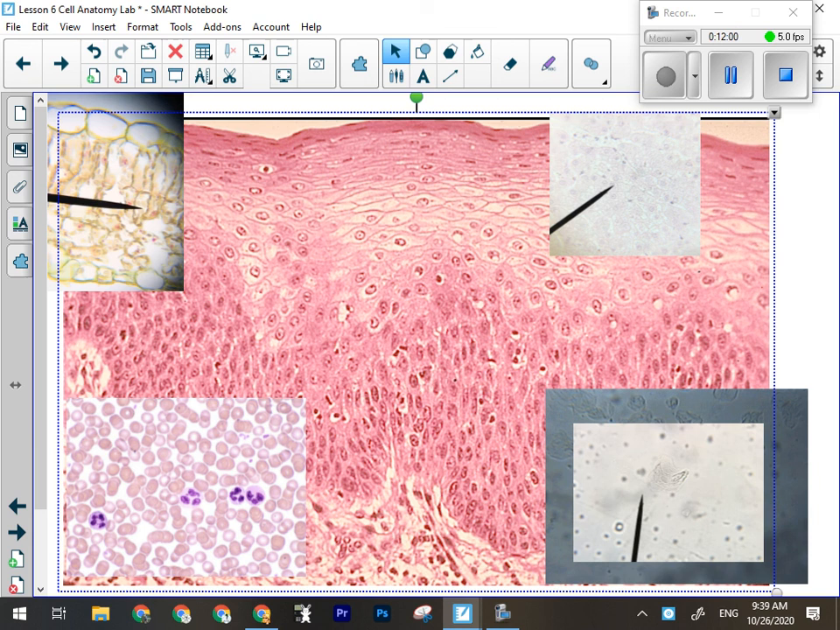Okay, I can see a cell membrane. If I can see the nucleus, I can see the nuclear membrane because I can see the outside of it. Okay, these are all things that are possible for us to label.